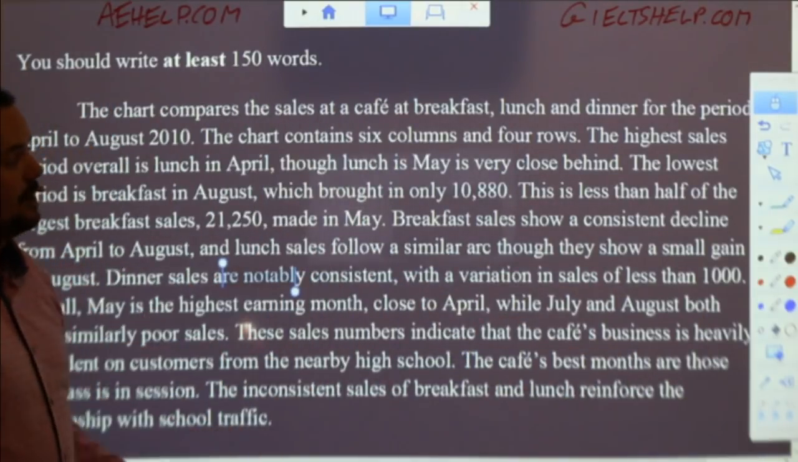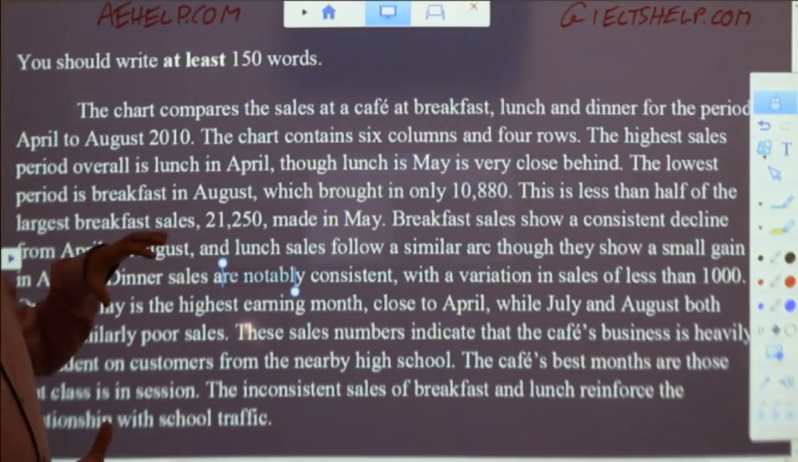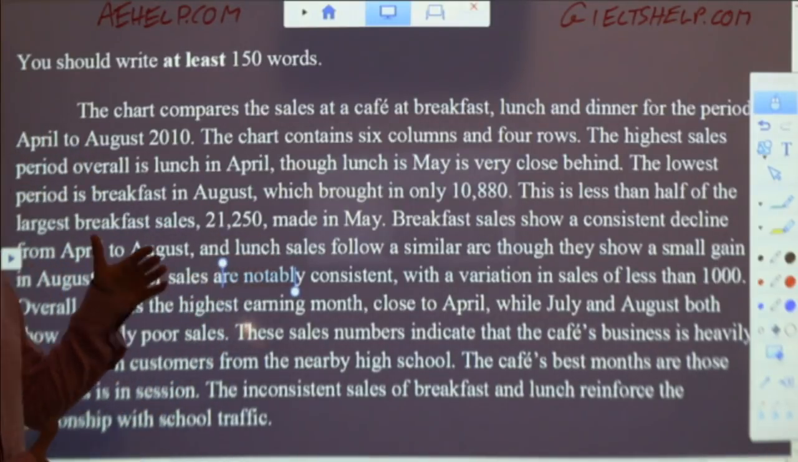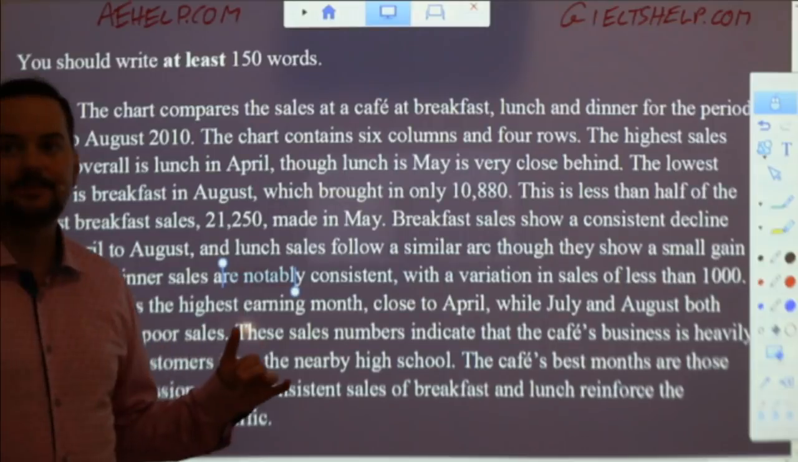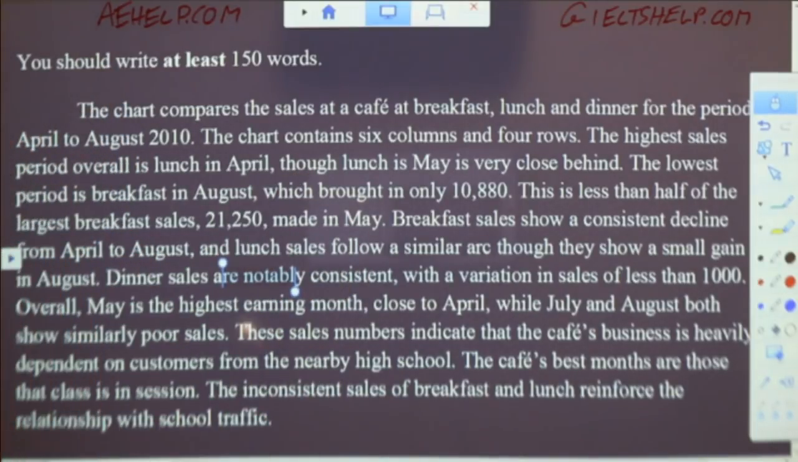We only used 2 numbers, but again here, the student is very efficient at making those major comparisons between the meals of the day and the months. All right? So that is an alternative. You will find that at the back of your book.